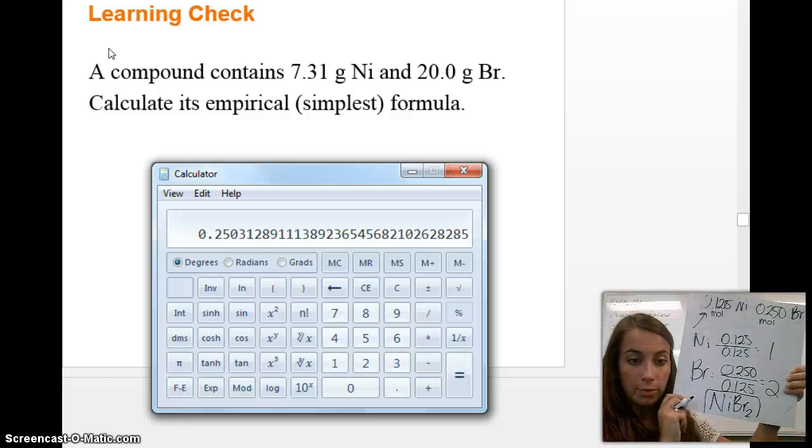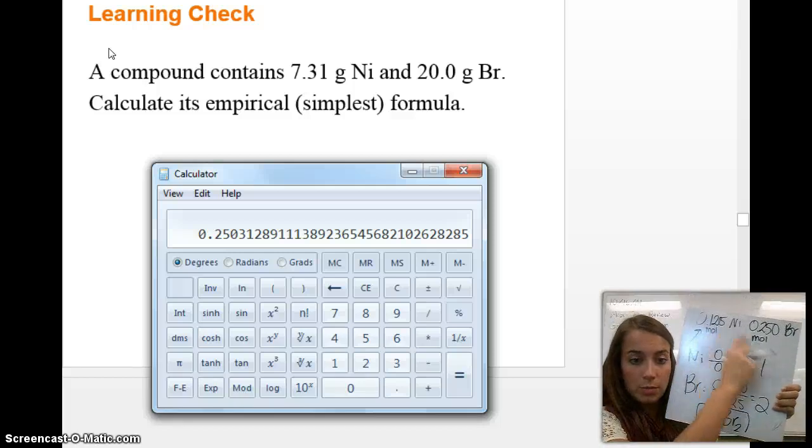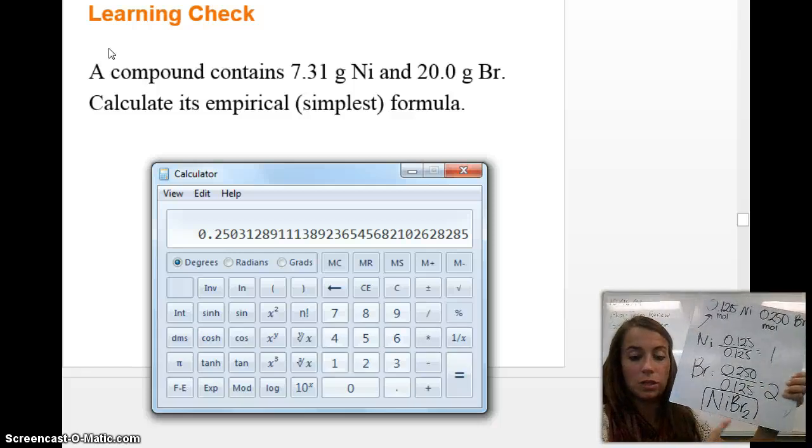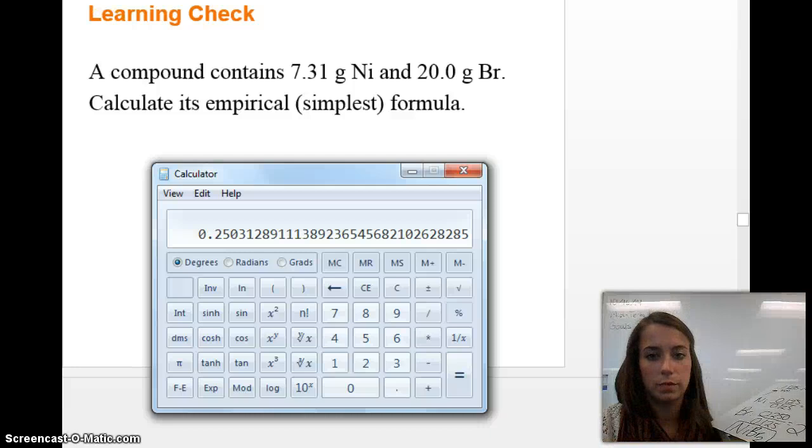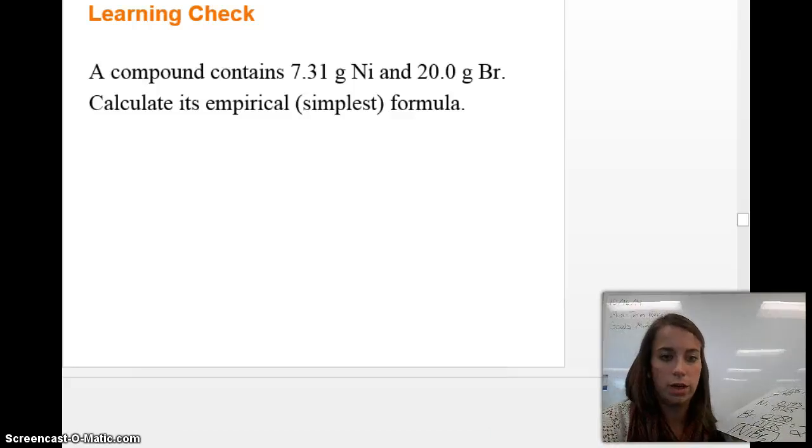Okay, just to recap, what we did was we found how many moles that would be, then divided it by the lowest, and that told us what the relationship would be there. Okay, these slides walk you through that.